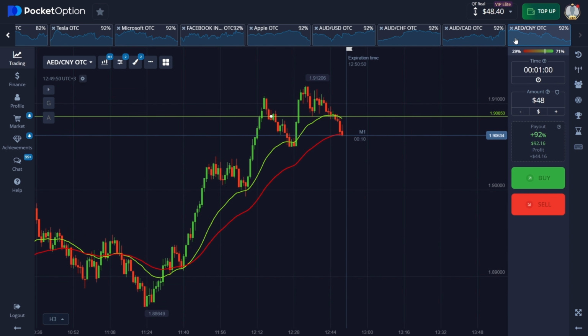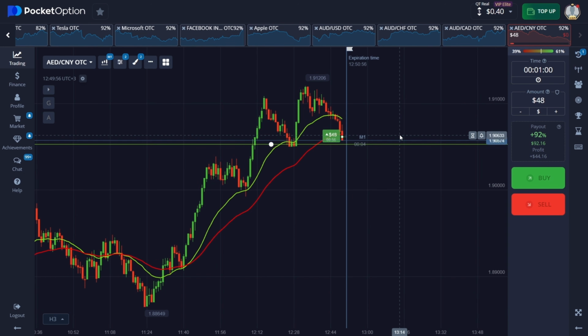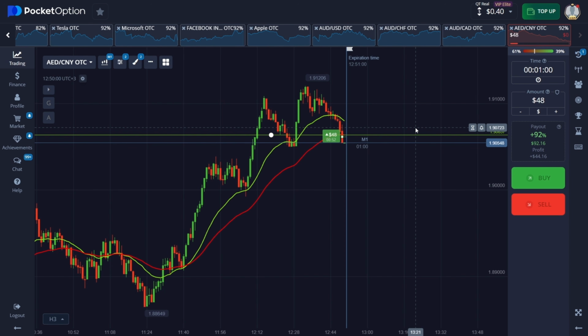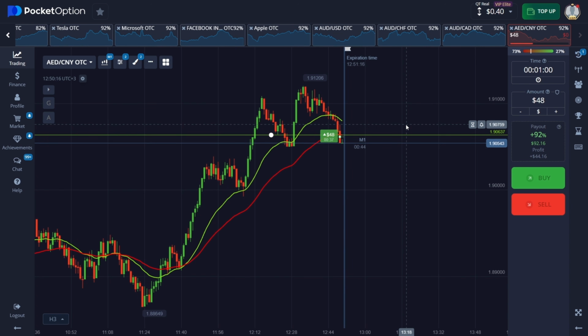Okay, here we have a trade on ADCNY OTC, and I placed a trade for an upward move on ADCNY OTC for $48 based on the moving average EMA 50. I think I made a wrong trade, but no problem. Let's see how it goes, as this time the candle broke the trend and converted into a downtrend, even though I took a trade for an upward move. This was a risky trade. I know it's a risk, but let's see.